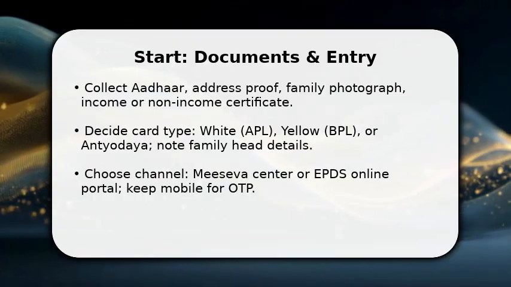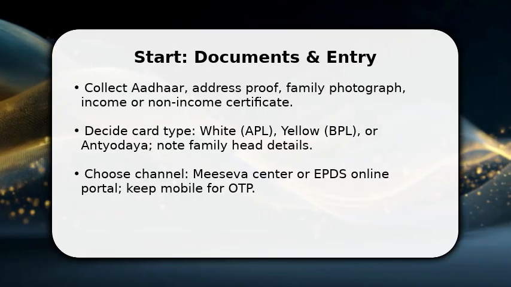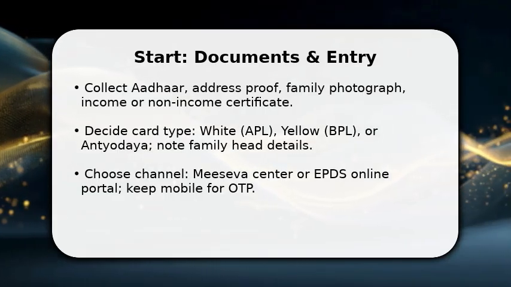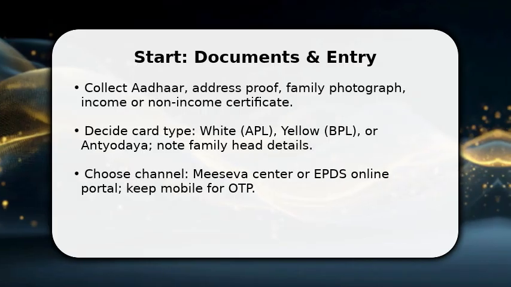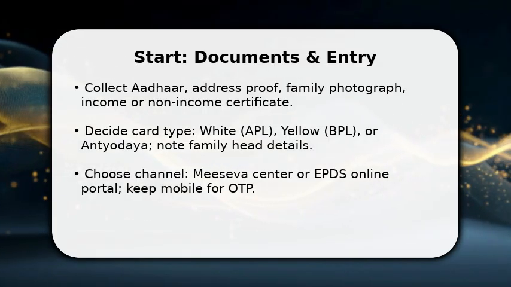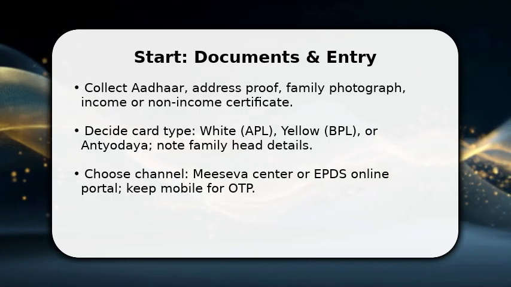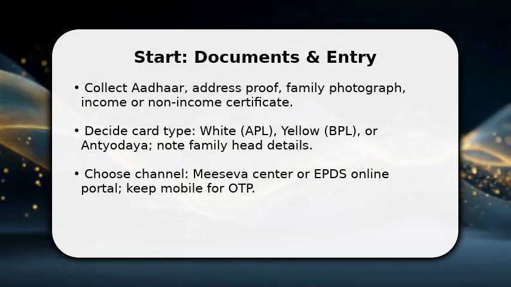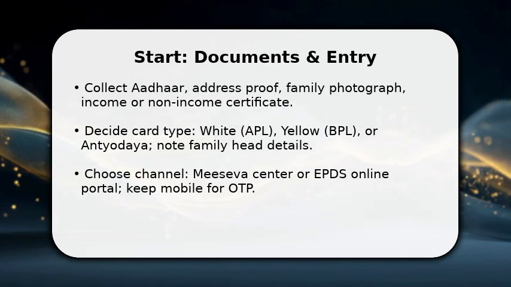You begin by gathering required documents: Aadhaar for each family member, a current address proof, and an income or non-income certificate when applicable. Once collected, decide the ration card type: white for above poverty, yellow for below poverty, or Antyodaya for poorest families, so you complete fields correctly.